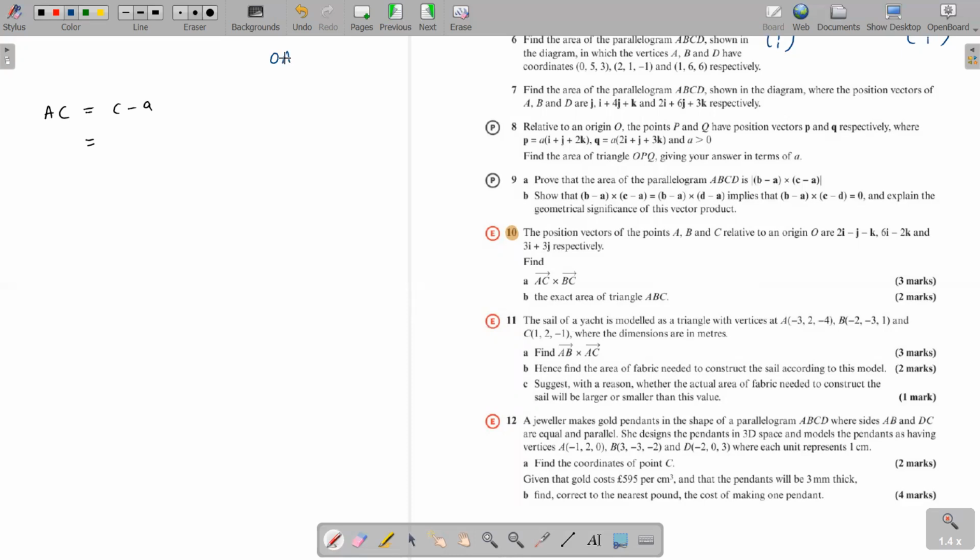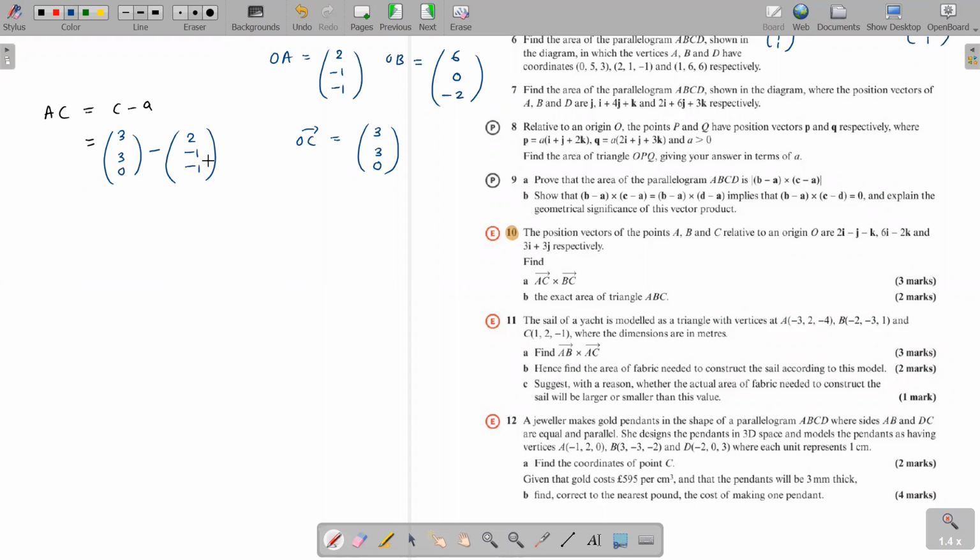First, let me write my OA, OB, OC. OA was 2, minus 1, minus 1. OB is 6i minus 2k, right? 6i, 0j, minus 2k. And OC vector is 3i, 3j, 0k. So AC vector is C minus A. C is 3, 3, 0, minus A, which is 2, minus 1, minus 1. Are you with me? So I get here 3 minus 2 is 1, 3 minus minus 1 is 4, and 0 minus minus 1 is plus 1. Okay, is this okay?